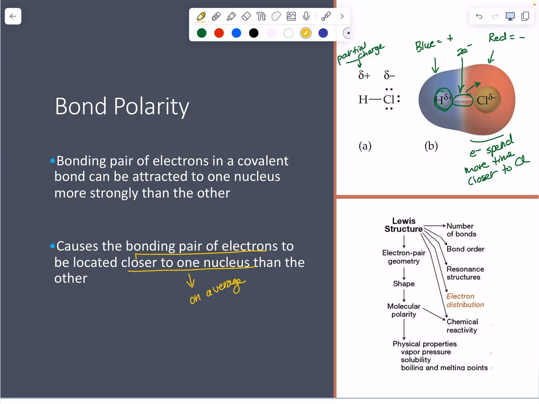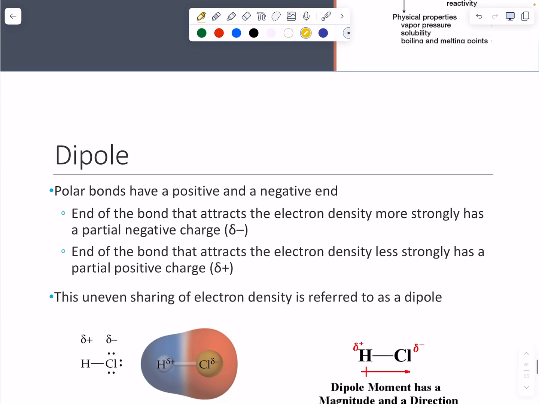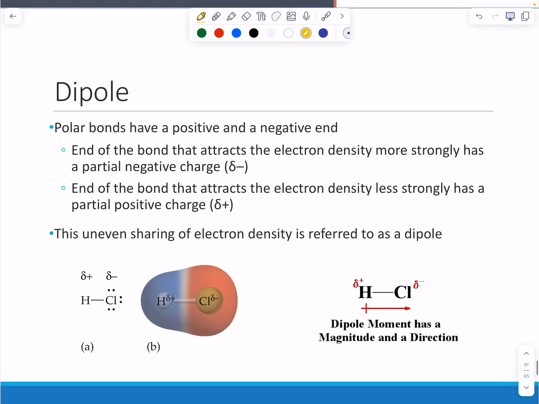So when we look at molecules as chemists, one of the things that we look at closely to understand their chemical behavior is charge distribution. We're going to get back to our vocabulary of polarization, and we're going to talk about dipoles. So a dipole is something with two ends that are different.